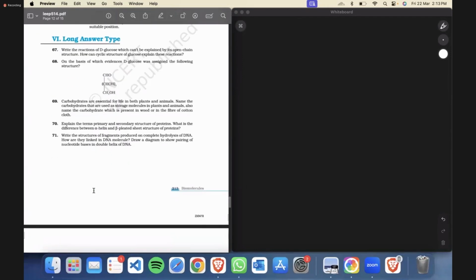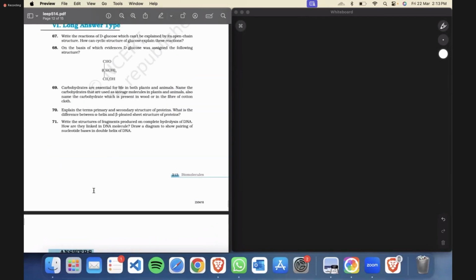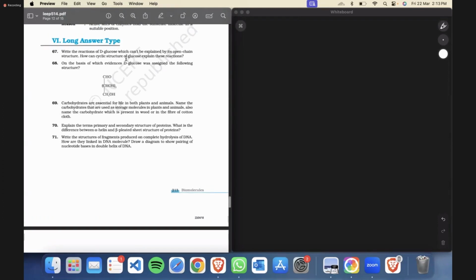Now we have long answer type. Write the reactions of D-glucose which can be explained by its open chain structure. How can the cyclic structure of glucose explain these reactions? See, the open chain structure of glucose explained most of its properties. However, it could not explain some of the facts.